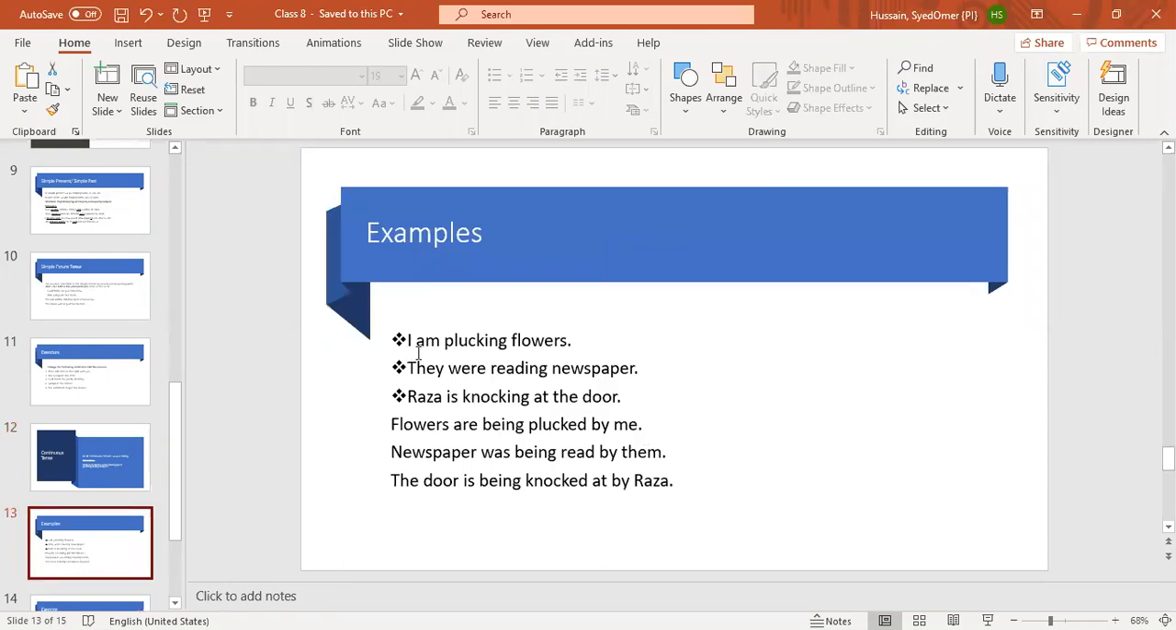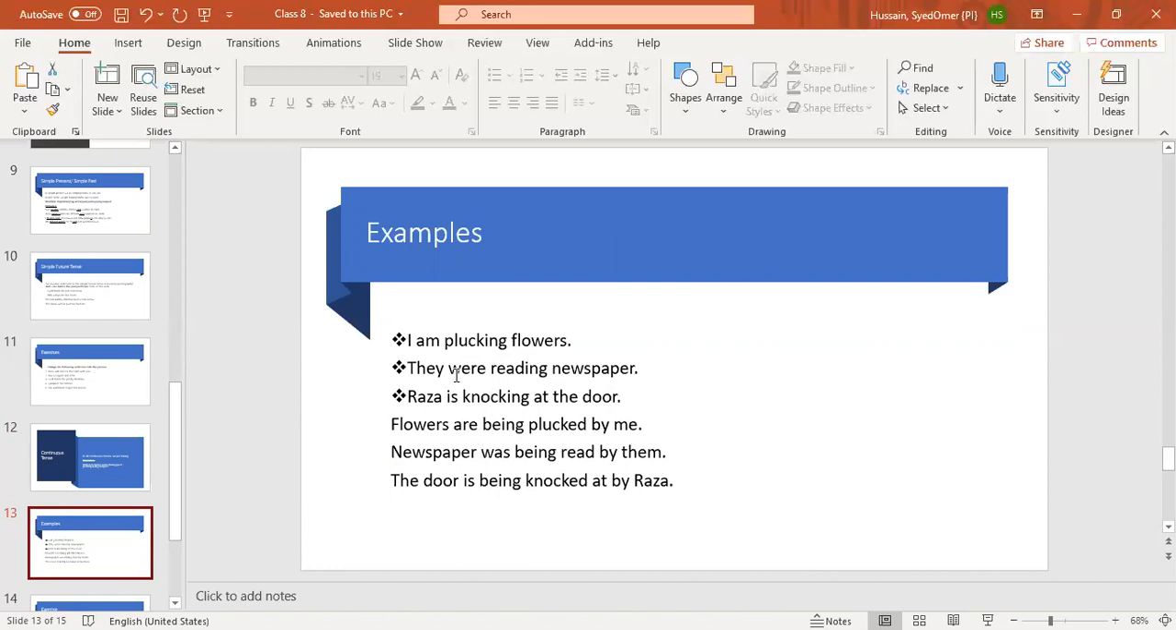Examples. I am plucking flowers, present continuous. They were reading newspaper, past continuous. Raza is knocking at the door, present continuous. Why? Am and is are present, were is past. So the helping verb remains the same. You only need to put being. Now what is the object? Flowers. Flowers is plural, so we put are. Then because it is ing, we are going to put being. The third form of pluck is plucked, by me. Flowers are being plucked by me.